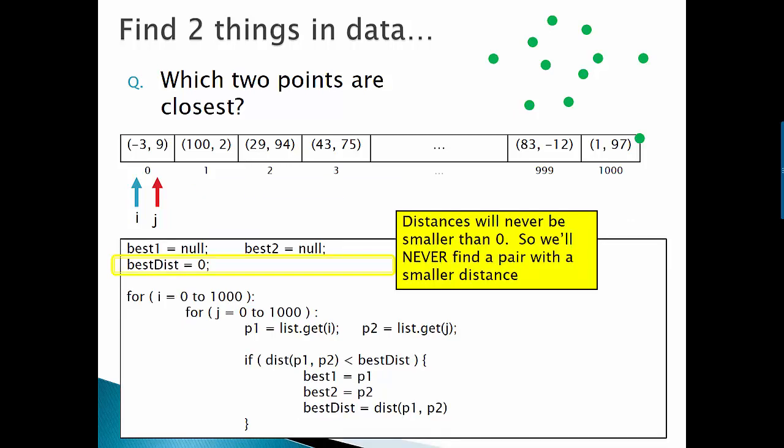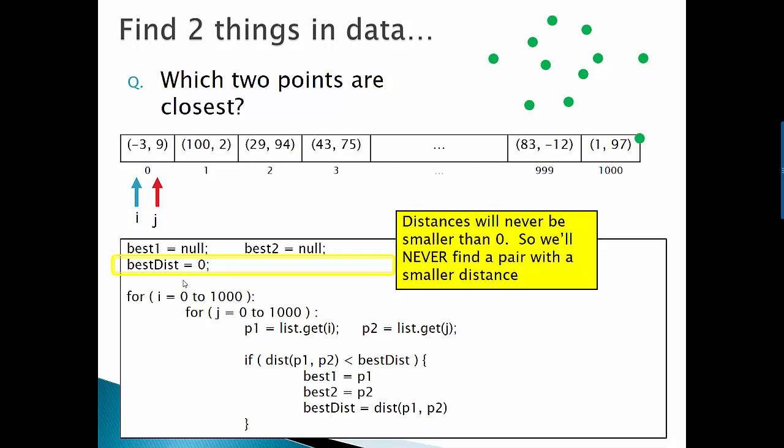Okay, so the first problem is it doesn't really make sense to initialize best distance to 0 if the thing we're looking for is the closest pair of points. Because we only save points and update the best distance if we find a distance that's smaller than the best distance. But it's not possible to find a distance that's smaller than 0. So this code will loop through everything, but it will never update because we've initialized best distance already as the smallest possible.